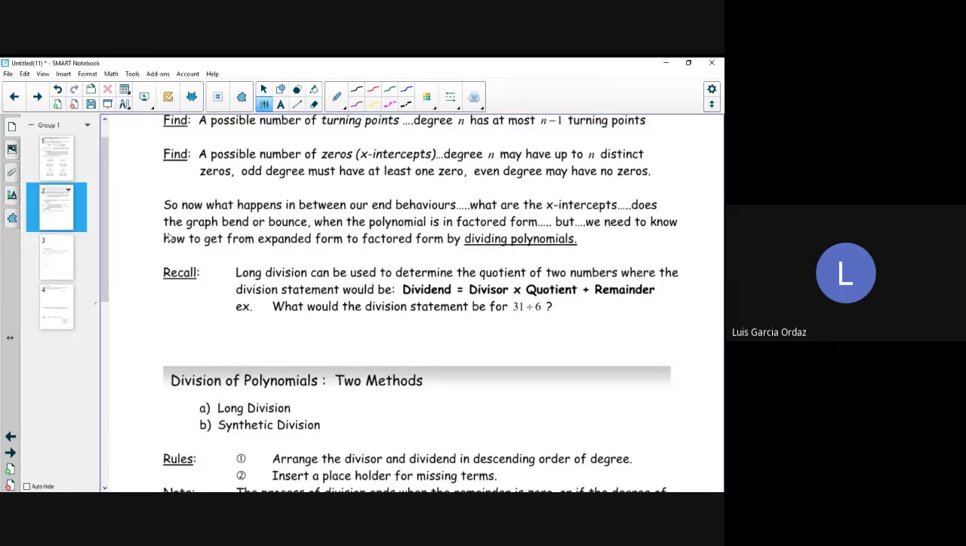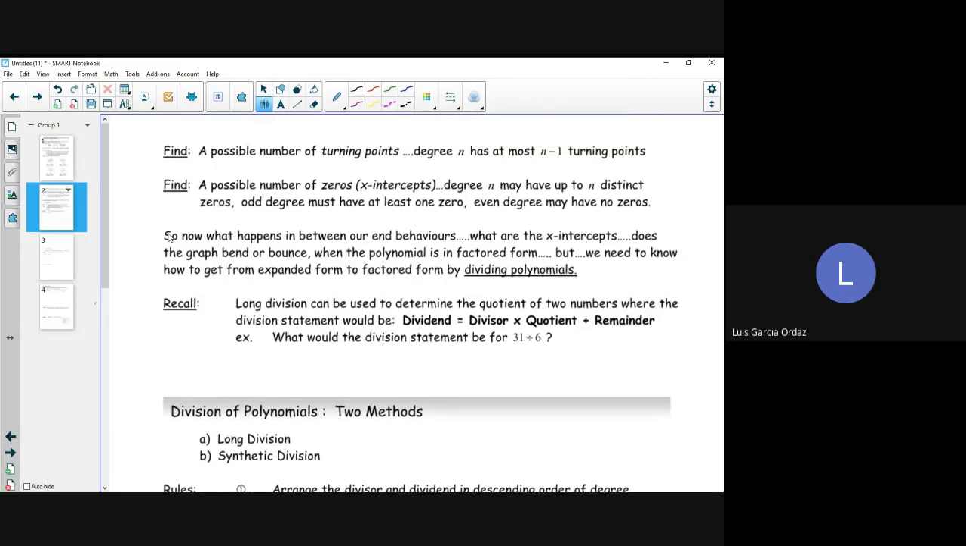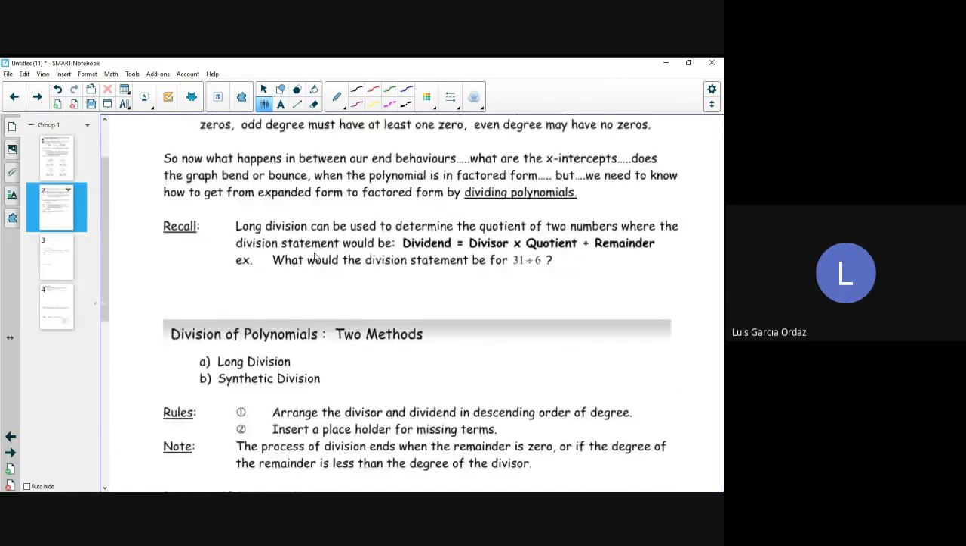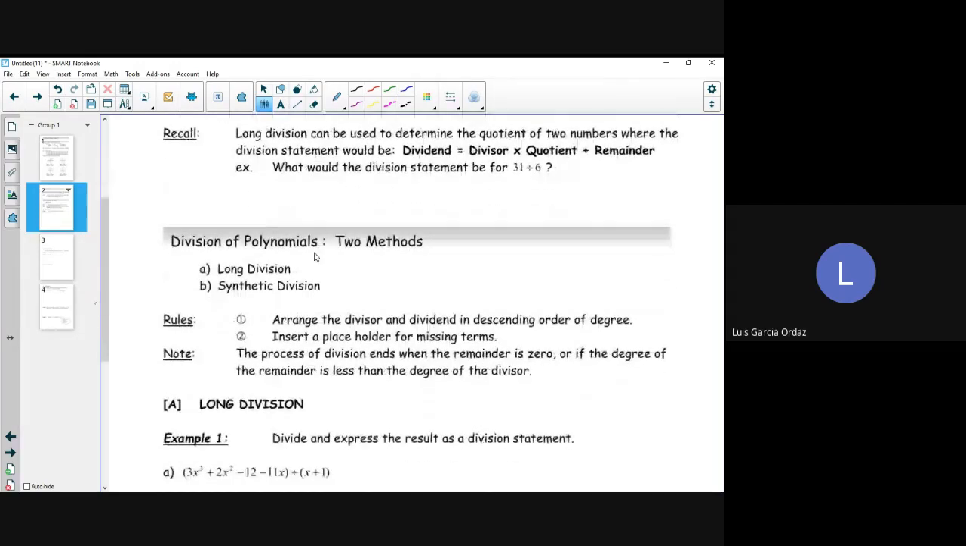So obviously we find a possible number of turning points in the degree. Did I just skip half the page? Okay. So that is all just what we learned from last lesson in terms of the characteristics of a polynomial function. But now we're gonna go into long division. Okay?